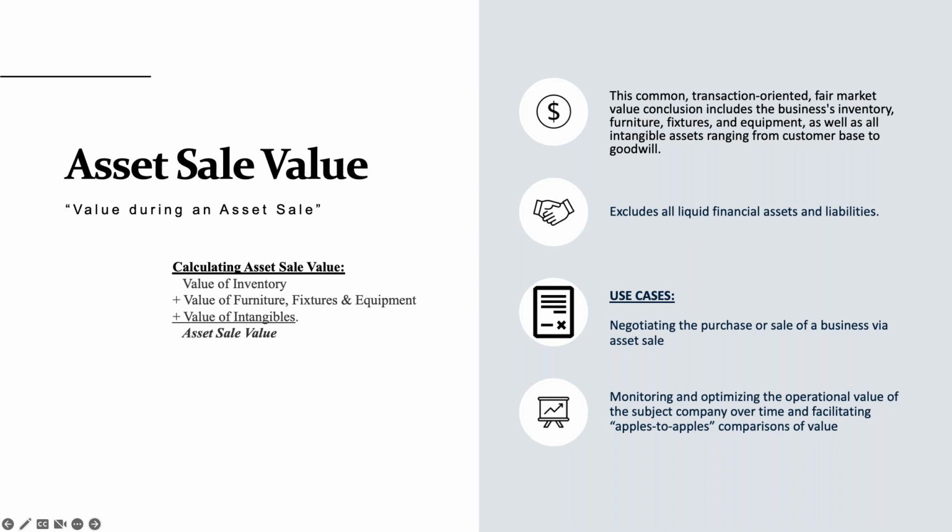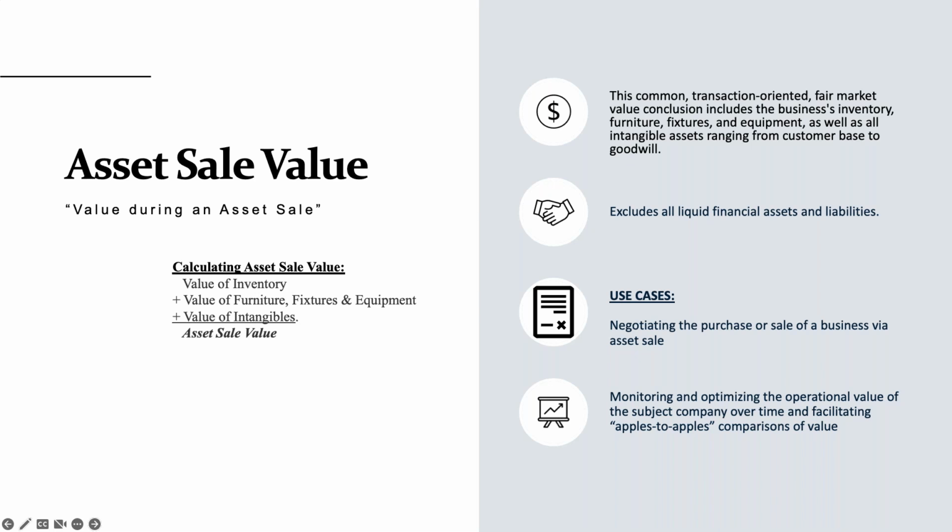under an asset sale. Now, the next logical question is, all right, we have the asset sale value. What's actually included in that asset sale value? So, if we look to the definition here on the slide, it's going to include the inventory, the furniture, fixtures, and equipment, basically the fixed assets of the company, as well as the intangibles. I would just point out that the intangibles is going to include things like goodwill, customer list, trained assembled workforce.